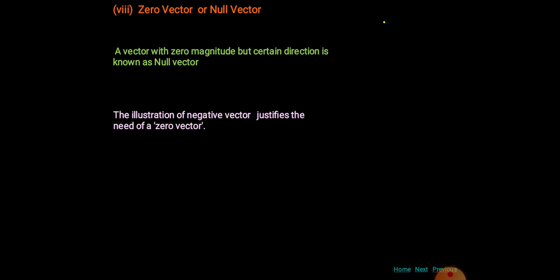Now let us try to understand the zero vector, also known as the null vector. A vector with zero magnitude but a certain direction. This type of vector is known as a zero vector or null vector, which has zero magnitude. Here you can observe the zero vector. Here we have taken OP as vector A, and again OP as vector minus A.